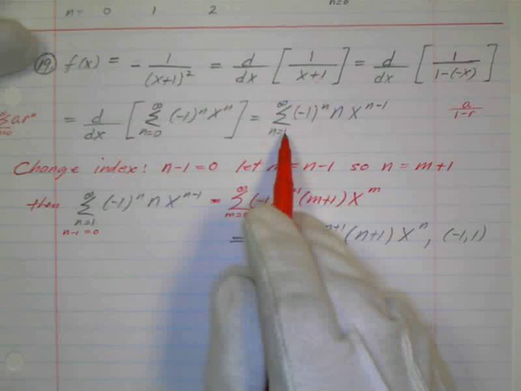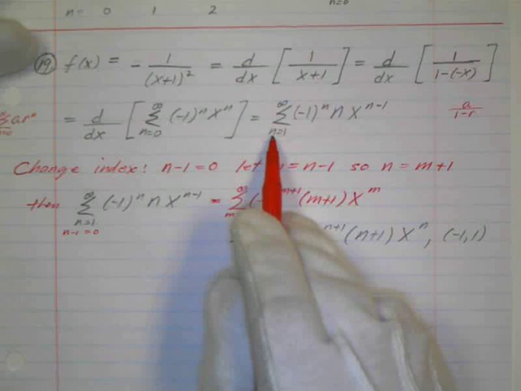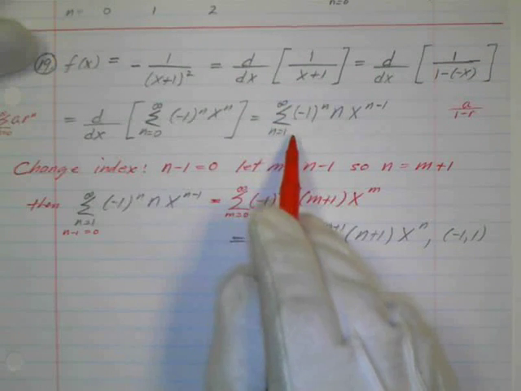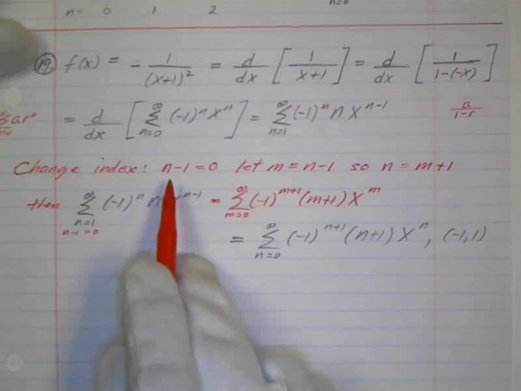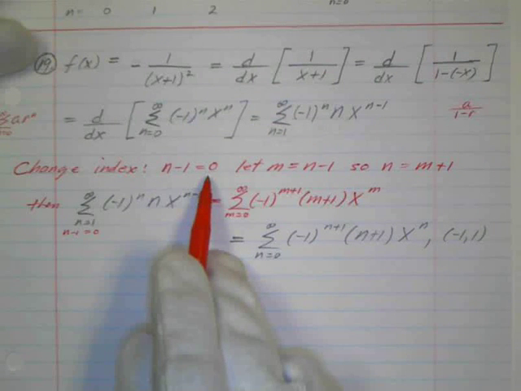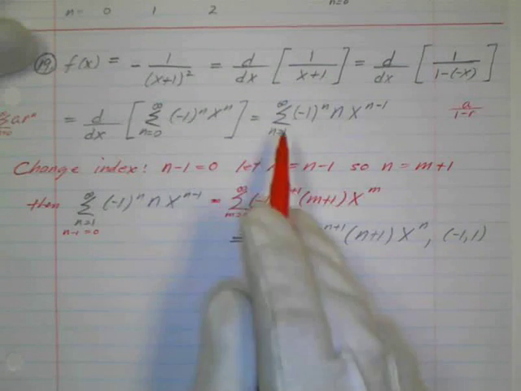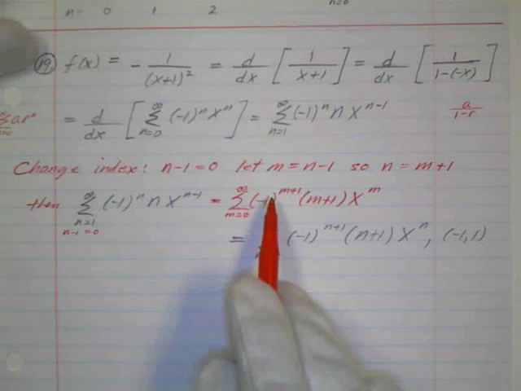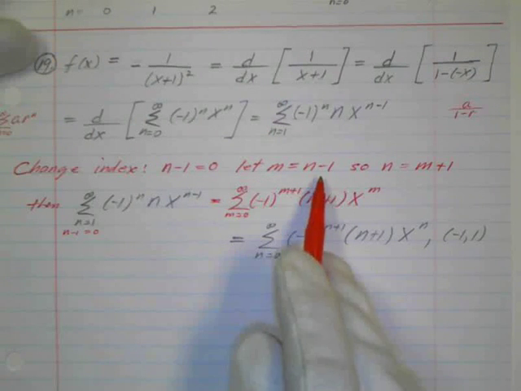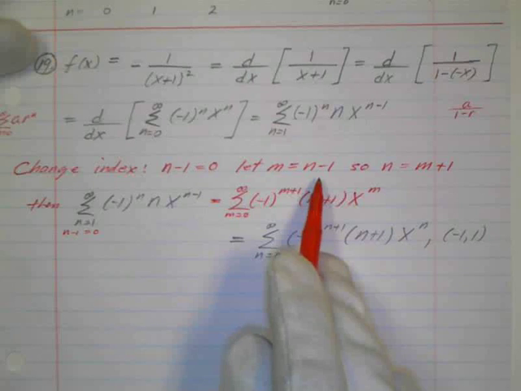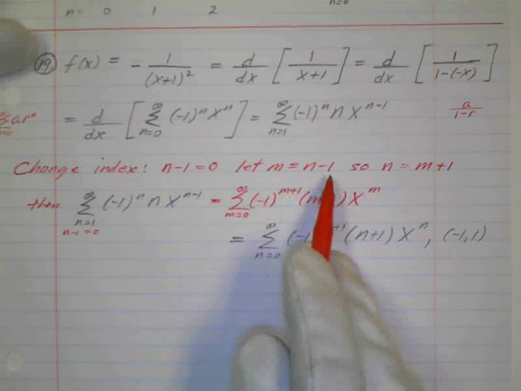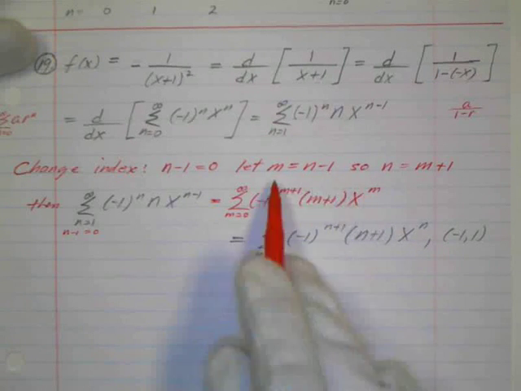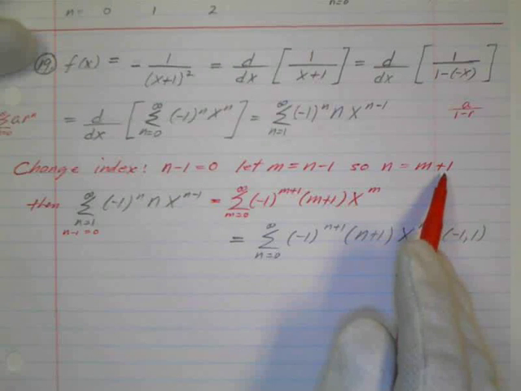So how would I get 0? Well, if I subtracted 1 from both sides, I would have n minus 1 equals 0. So what I'm going to do is I'm going to let n minus 1 equals 0, because that's what would result if I just move the 1 over here. And I'm going to call that m, so I don't get all mixed up. So if m equals n minus 1, then if I add 1, n would equal m plus 1.